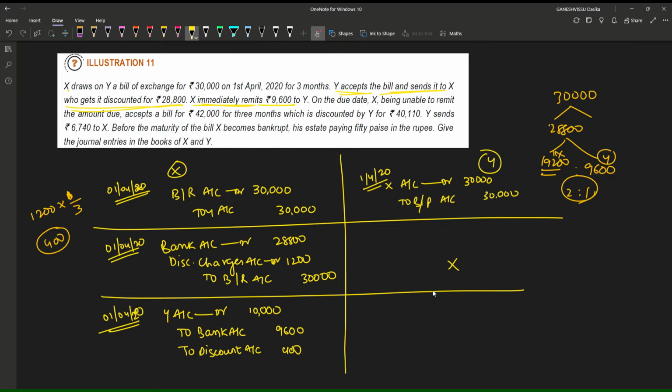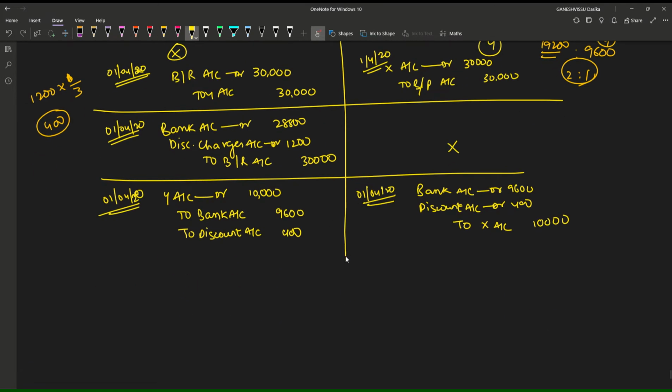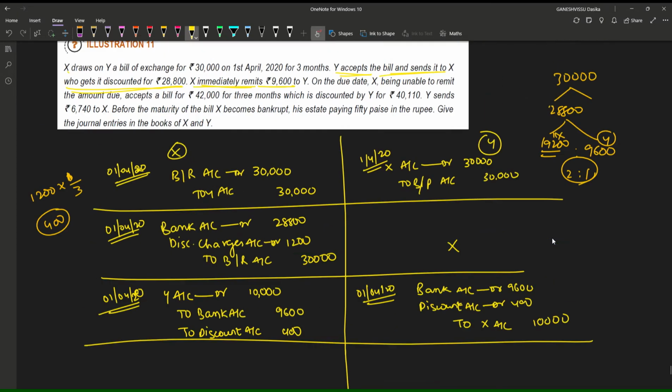And in the case of Y, what is the entry on the same date, 1/4/2020? We are receiving the amount through the bank. Bank account debit 9,600, and discount also to be expensed. Discount account debit 400, to X account 10,000 rupees. This is the amount we are having. These are the entries which we are going to pass.